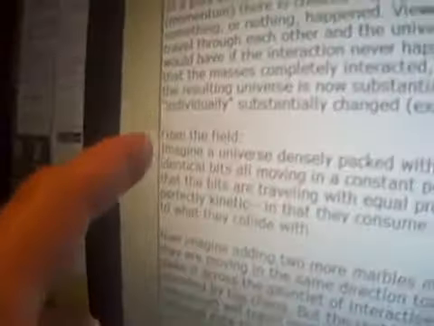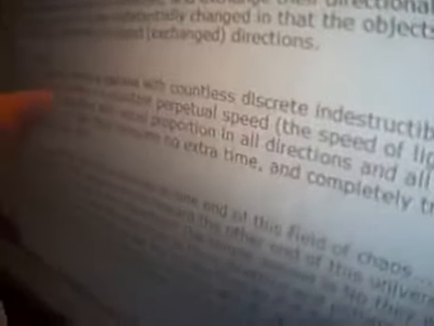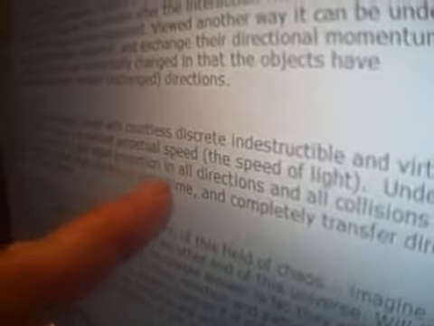Alright, so this is the new bit. From the field. Imagine a universe densely packed with countless discrete, indestructible, and virtually identical bits, all moving at constant perpetual speed, the speed of light. Understand that the bits are traveling with equal proportion in all directions, and that all collisions are perfectly kinetic. So, around me right now, surrounding all of us, are bazillions and bazillions of these little bits moving in all directions.